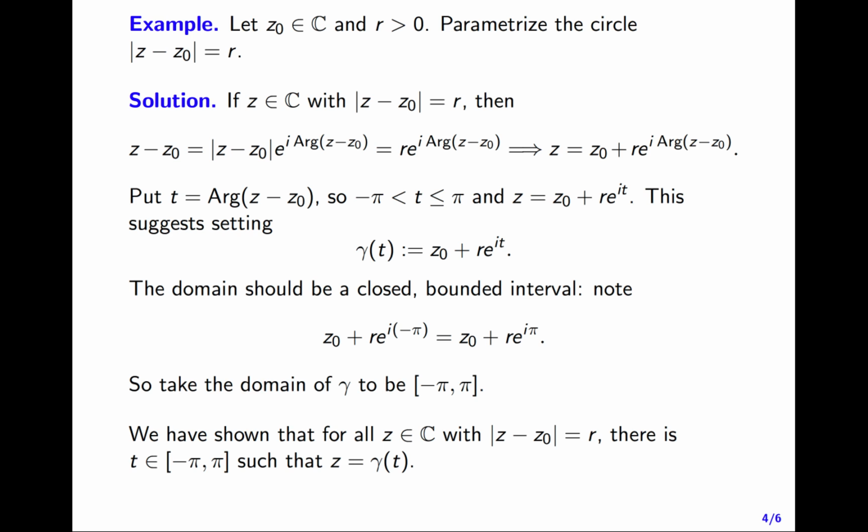And so what have we done? We've shown that for all points z in the complex plane with the modulus of z minus z0 equal to r, there is a real number t in the interval minus pi to pi, such that z is equal to gamma of t, with gamma defined above. Conversely, if you have a number z equal to gamma of t, then you can calculate directly from the formula for gamma that the modulus of z minus z0 equals r. And so all points of the form modulus z minus z0 equals r are equal to gamma of t for some t between minus pi and pi. Gamma parameterizes this circle. This is a parameterization well worth knowing and memorizing.